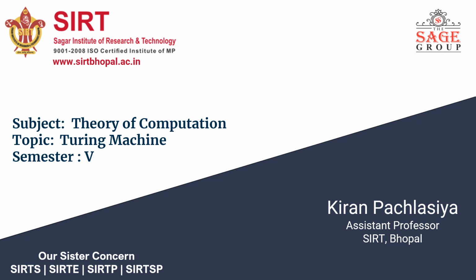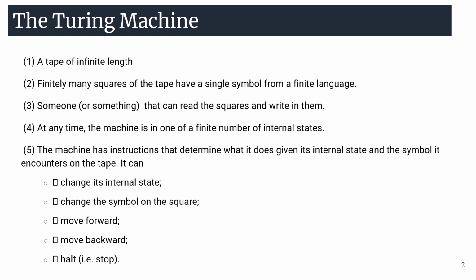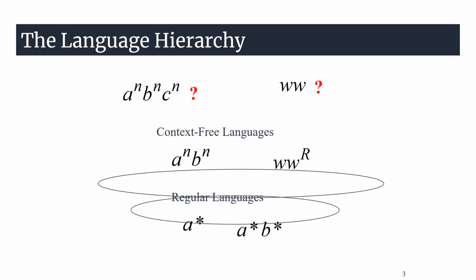Today we are going to discuss the Turing machine. Let's start. When we talk about the Turing machine, it has an infinite tape, along with a read-write head which can move backward and also forward. We will also learn the halting problem. One by one, we will see how a Turing machine works.